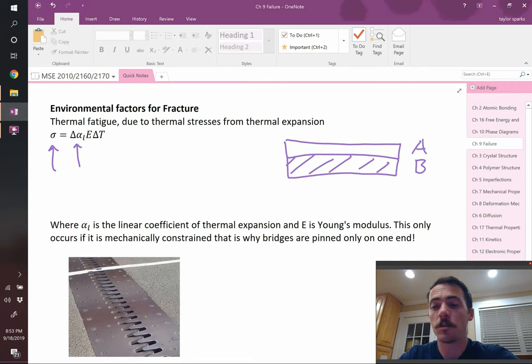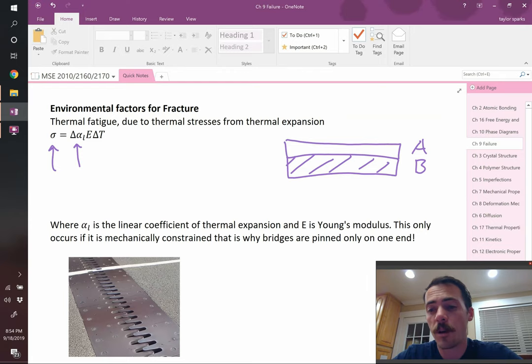Maybe A wants to expand a whole bunch, but B only wants to expand a little bit. Well, if B only wants to expand a little bit, but A wants to a lot, then in the end, what's going to happen is that B is going to have to stretch a little bit more than it wanted to, and A is going to have to stretch a little less than it wanted to. In other words, A is under compression, B is under tension.